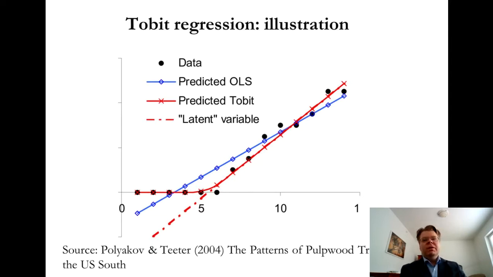On the other hand, if the dependent variable were censored from above, then it would be kind of a hockey stick upside down, for example. So this illustration can maybe help to understand why it's important to take this censorship of the dependent variable into account to avoid this bias in the estimation.